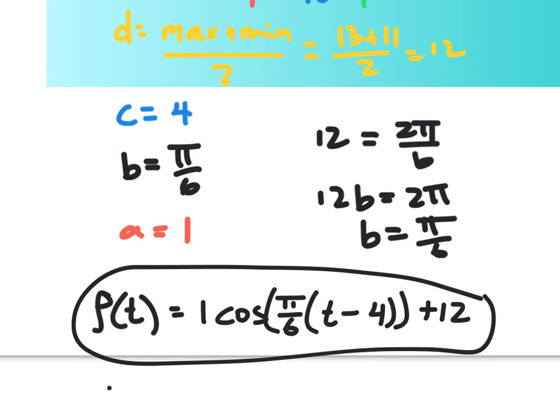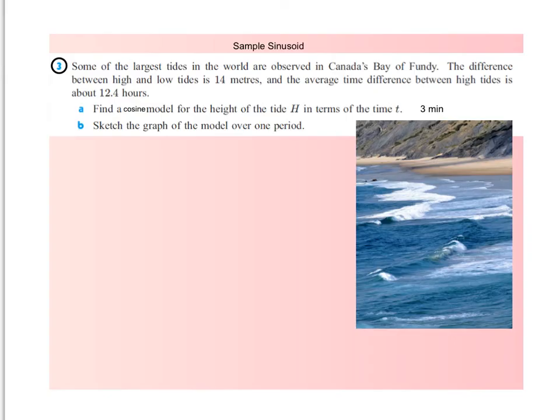Now we could actually use this to predict if this sinusoidal relationship continues. We could plug in any t that we want and find out what the population would project to be at that time. Alright, last example.